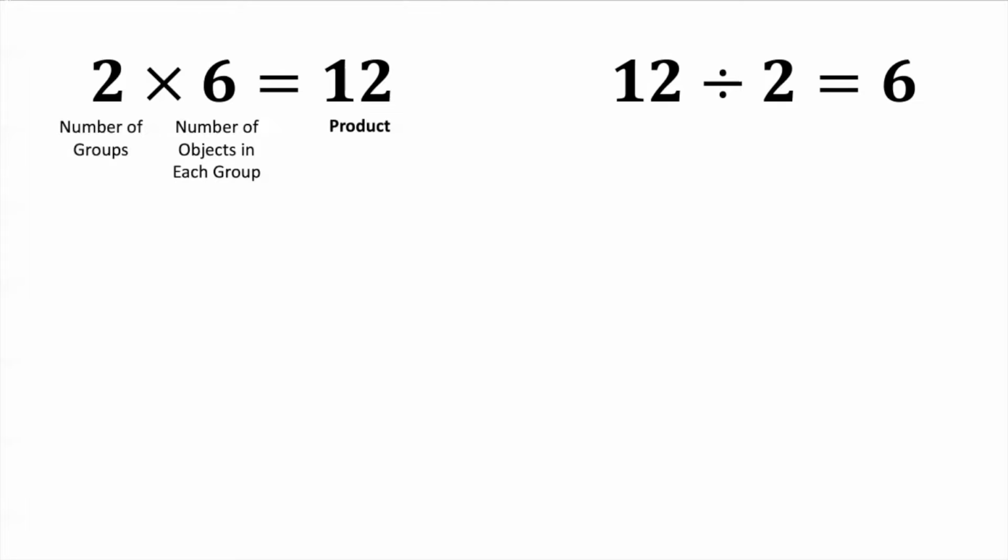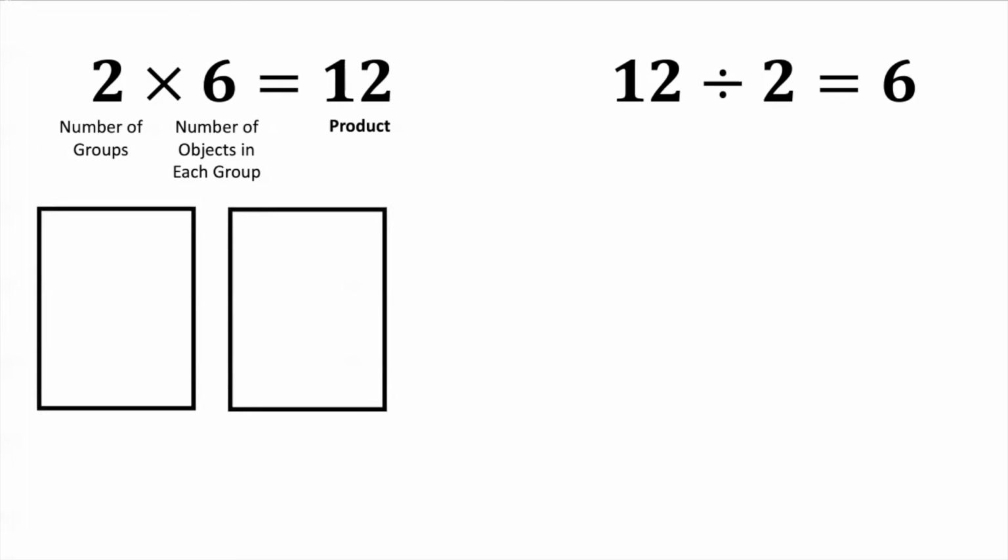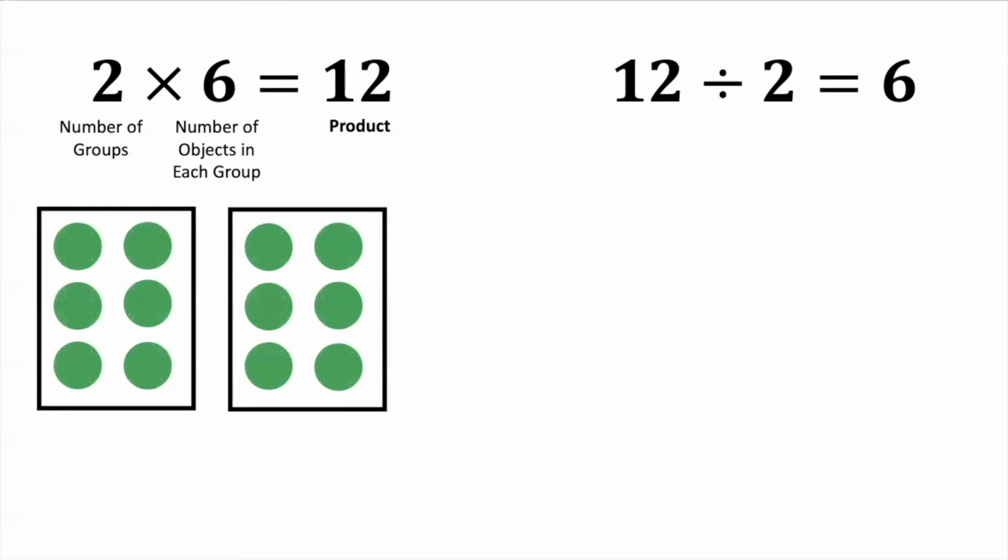Let's draw a model to represent the multiplication problem. To represent the number of groups, we will draw 2 rectangles. And to represent the number of objects in each group, we will draw 6 objects within each group. To calculate the product, we can either count the objects individually or we can skip count by 6. 6, 12. Our product or total number of objects is 12.